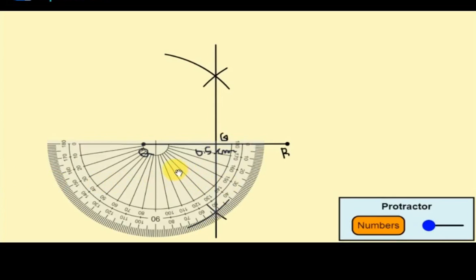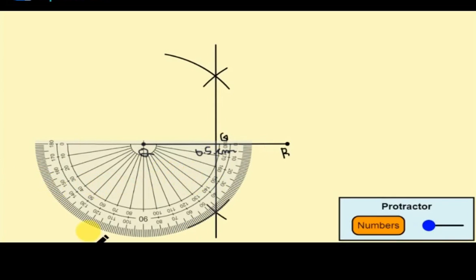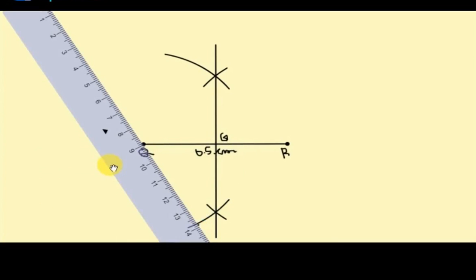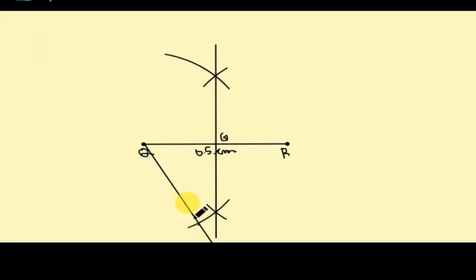Now take your protractor and set it on point Q, and mark the degree. They have given 60 degree, so you have to mark 60 degree by placing your protractor on the QR line at point Q. Now join point Q and the dot you marked. Label the line as point E. So this QE has been found, and this is the angle of 60 degree.